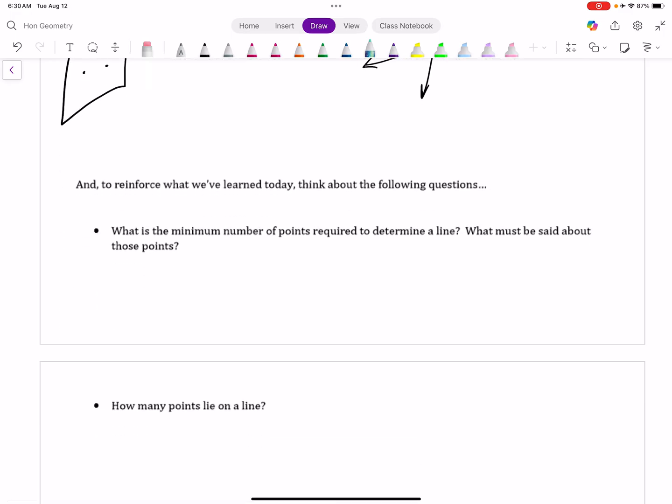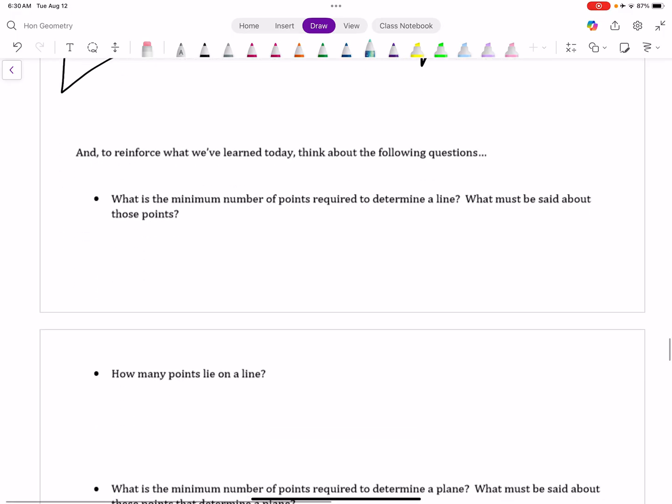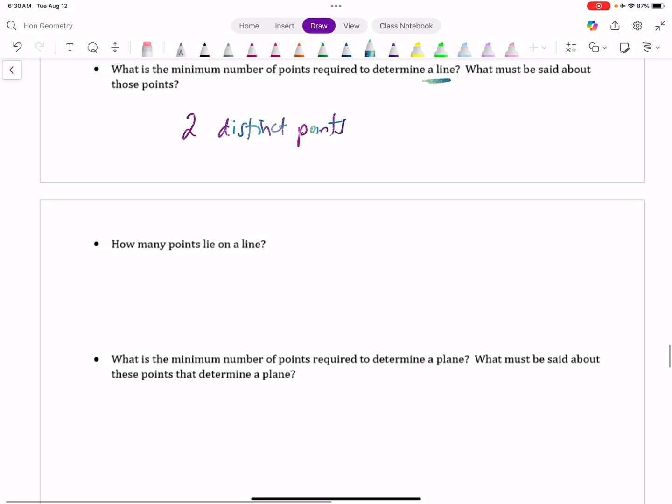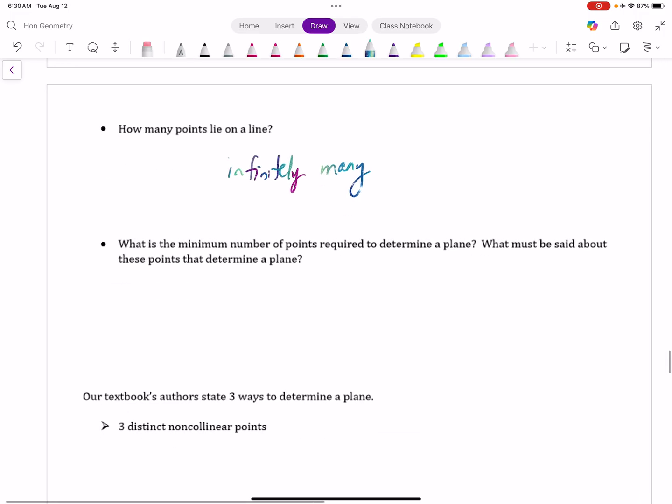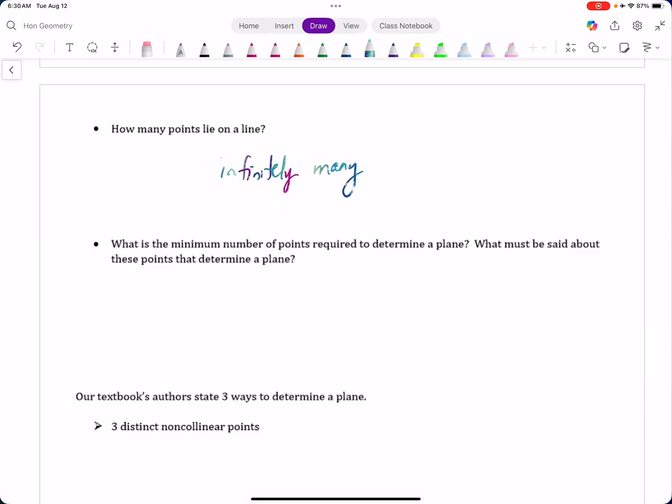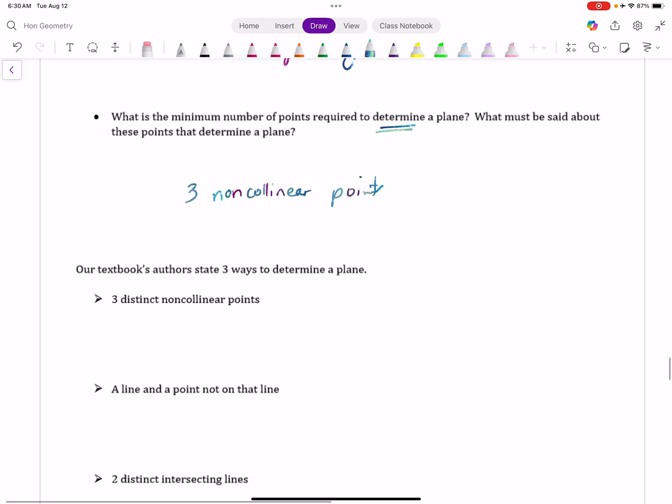Okay, and then what's the minimum number of points required to determine a line? 2 distinct ones. Okay, how many points are on a line? Infinitely many. What's the minimum number of points required to determine a plane, and what must be said about those 3 points? To determine a plane, you have to have 3 non-collinear points.